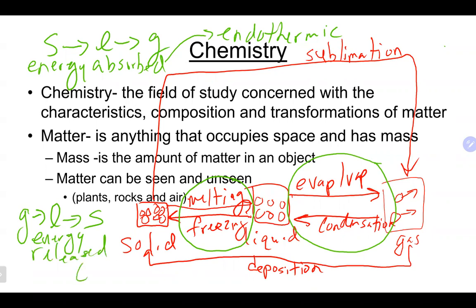And those are all what are known as exothermic processes. So endothermic process, we'll talk a lot about as we go through the different chapters, has to do with energy being absorbed. Exothermic has to do with energy being released. Any questions on that there?